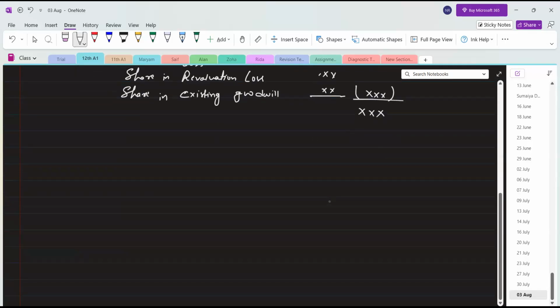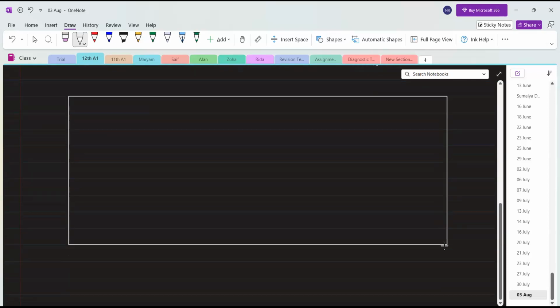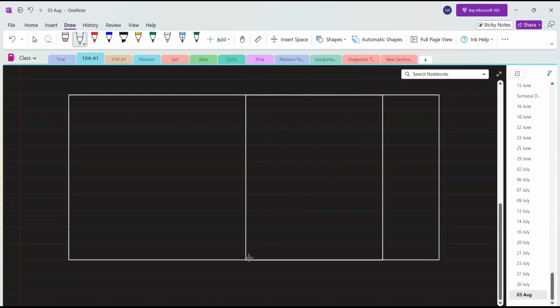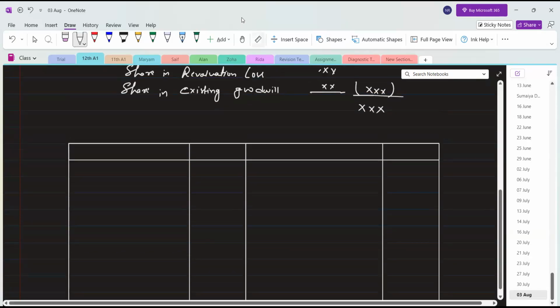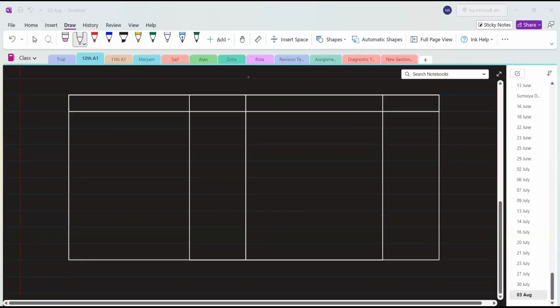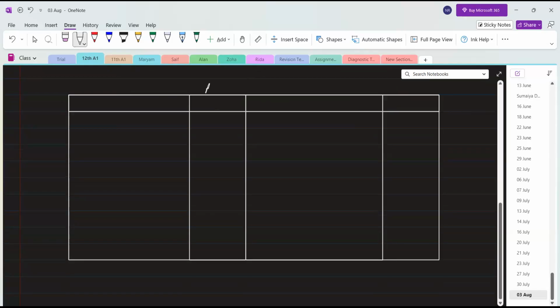Okay, the second method is by preparing capital account. I think you already know how to prepare capital account of partners, but I'm writing it. This is partners capital account.